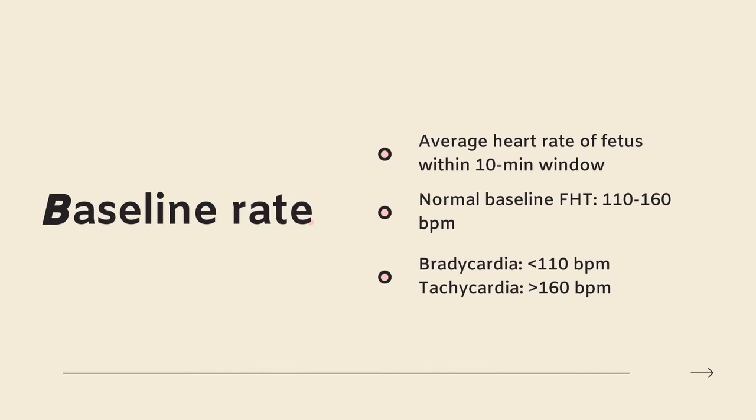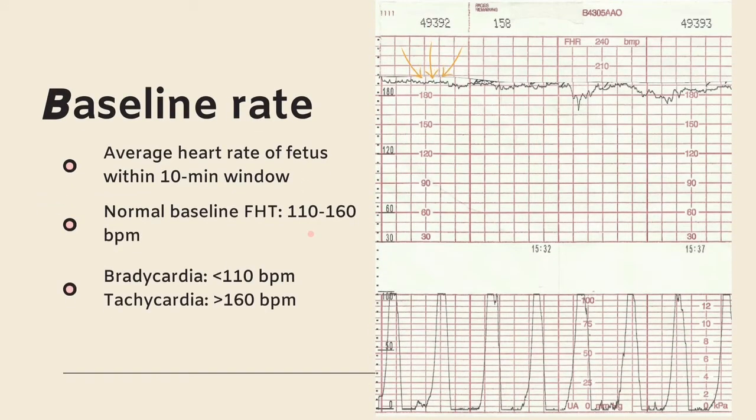Baseline rate is the average heart rate of fetus within a 10-minute window period. So the normal baseline would be 110 to 160 BPM. For the same CTG tracing, we can identify the baseline rate of 190 BPM, which means that the fetus is tachycardic.